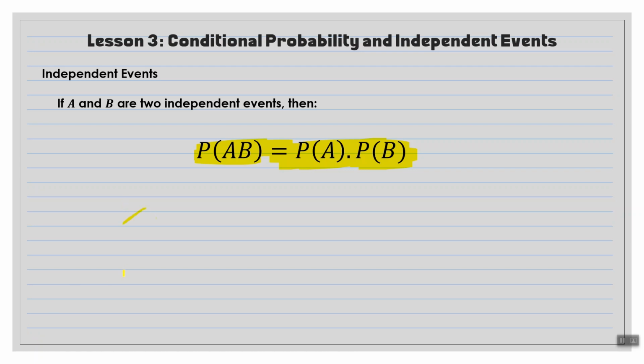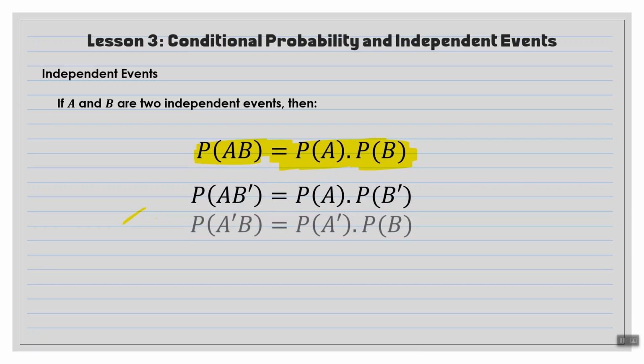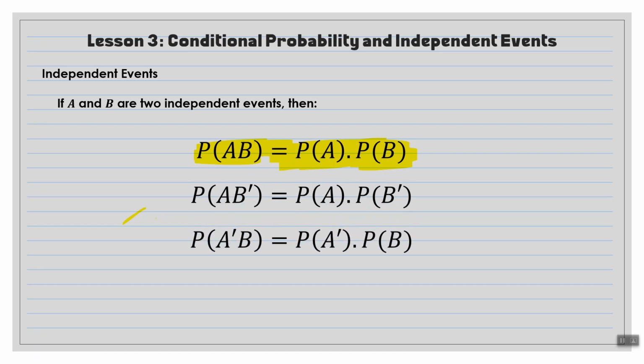And by the way, guys, if A and B are independent, then A and B dash are also independent. So the probability of A B dash is equal to the probability of A times the probability of B dash. The same thing with A dash and B: the probability of A dash B is the probability of A dash times the probability of B. The same thing with A dash B dash: the probability of A dash B dash will be equal to the probability of A dash times the probability of B dash.